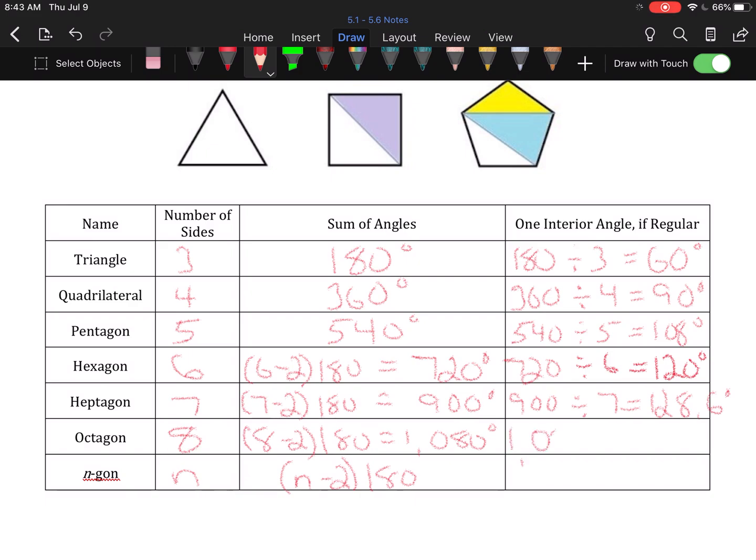For an octagon, we will do 1080 divided by 8. And I believe this one works much nicer. Yes, this is 135 degrees. And for a random n-gon, it would be n minus 2 times 180, all divided by n.